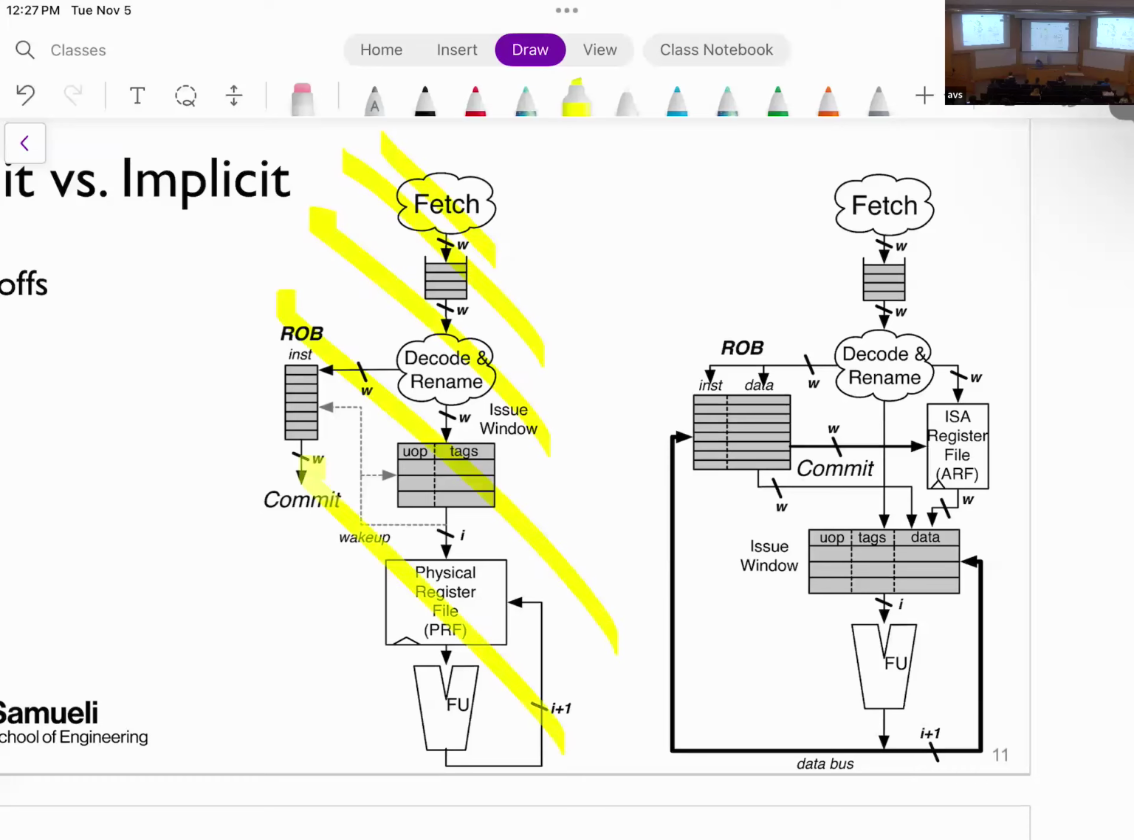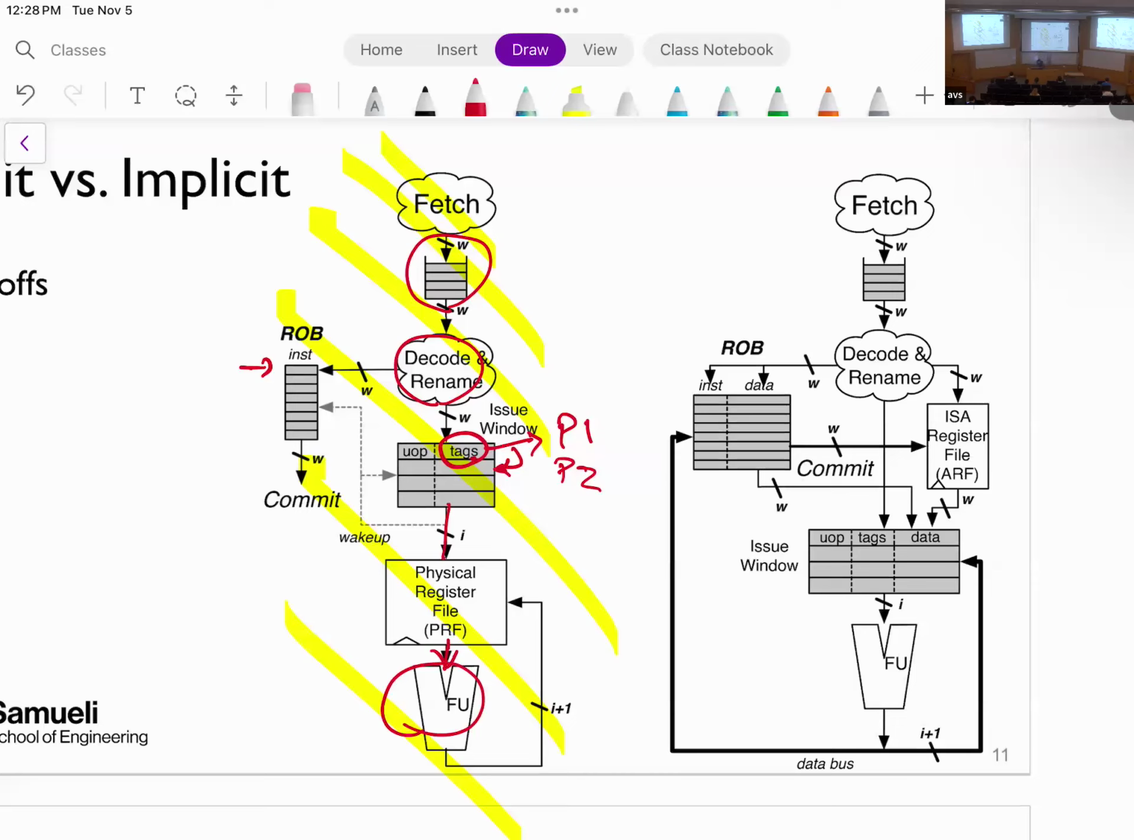This is what we call explicit renaming, which means that we fetch, we put it into some queue, then we decode and rename. If you remember, during the dispatch, we put things into the ROB and we put things into the reservation station, okay? And here we use tags, but these tags were actual physical numbers. So it was like P1, P2, and so on. When we issue, we actually read from the physical registers and then we put it into the functional units, okay? That's what we discussed in the class.